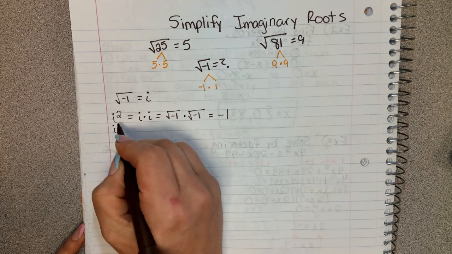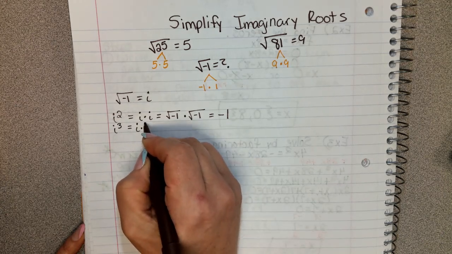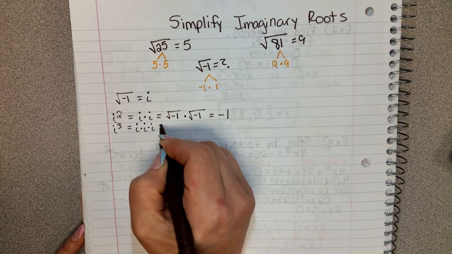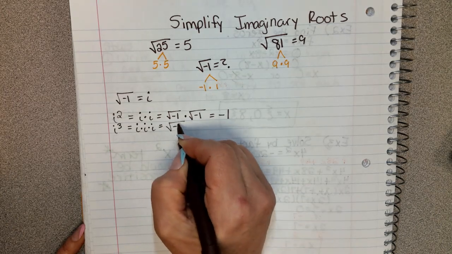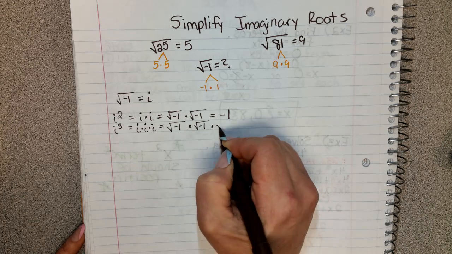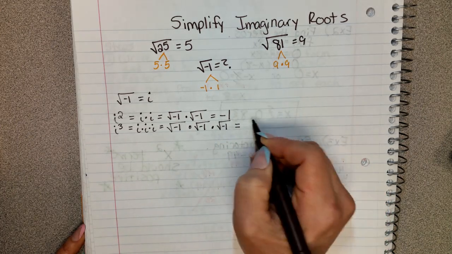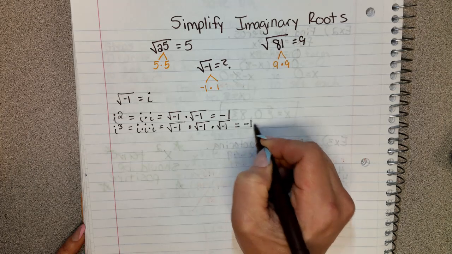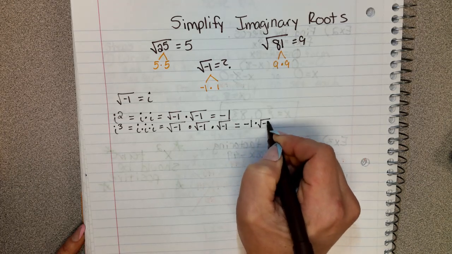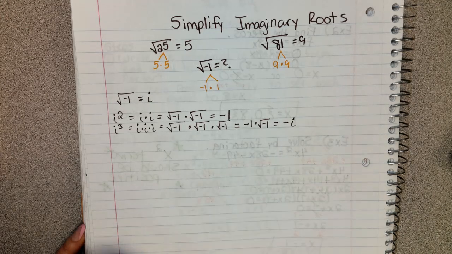What is i to the power of 3? Well, that is simply i times i times i, or the square root of negative 1 times the square root of negative 1 times the square root of negative 1. Well, that's the same thing as negative 1 times the square root of negative 1, or negative i.